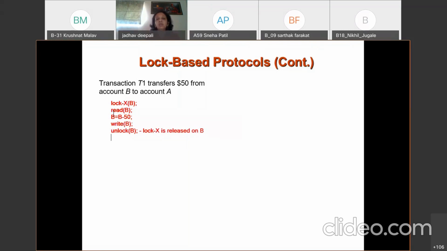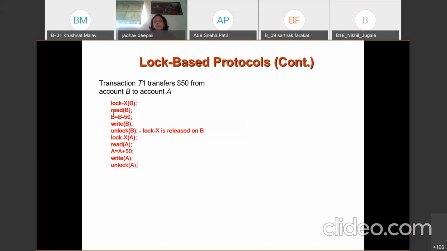After that, next we need to read and write data item A. And that's why we need to lock the data item A. In which mode? Same, X, because it performs both operations. First, you need to read it. Read A. A is equal to A plus 50. Then write A. Now its work is finished, so we need to unlock it. So use the instruction unlock A. Once it is unlocked, both locks are released.